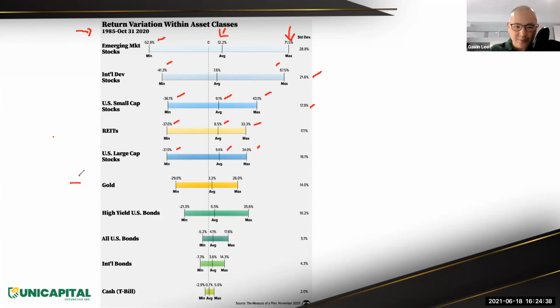And then here we have gold. Gold has a smaller standard deviation of 14%. That means you have negative 29% until positive 26% only, as compared with emerging market stocks. So look at the range of values that you would have gotten during this 35-year period. And then US high yield bonds, all US bonds, international bonds, and finally T-bills. So pretty much this is where you would be visualizing alternative investments. It's a way to hedge the volatility of some of the traditional investments. Not to say that you should load up on alternatives only, but it has a place in a portfolio to offset some of the risk in stocks, for example.